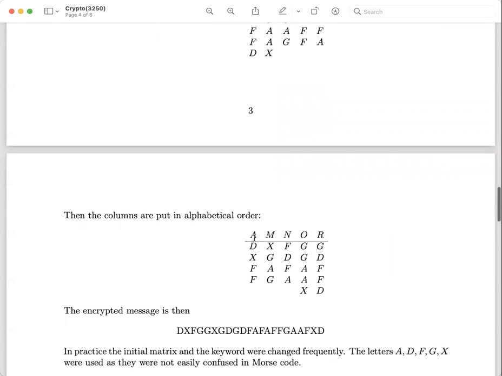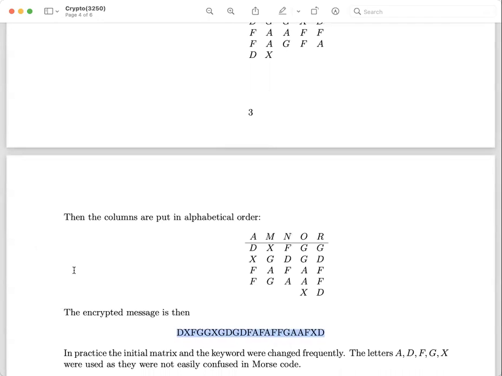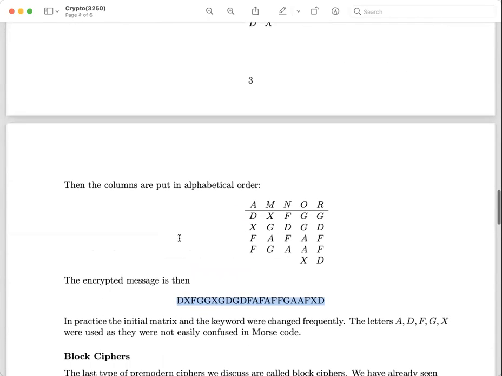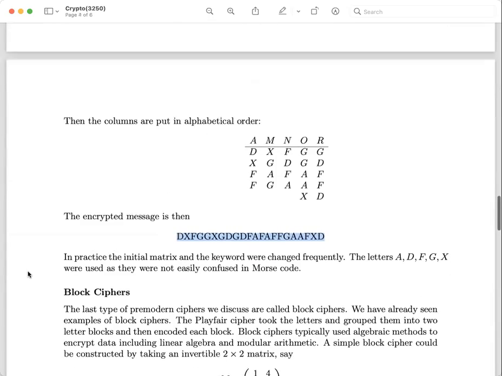That reorders the columns, and then you can send off that code. And if you know the keyword ahead of time, then you can undo this process. This is time intensive. This took a lot of energy to do, but this is how messages were actually encrypted in World War I. And you really need to know this 5x5 array. You need to know the keyword, and then it's kind of a time intensive process.